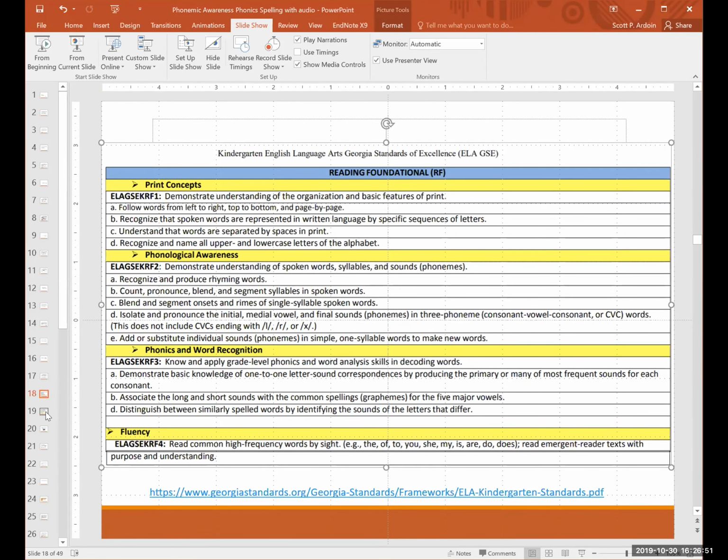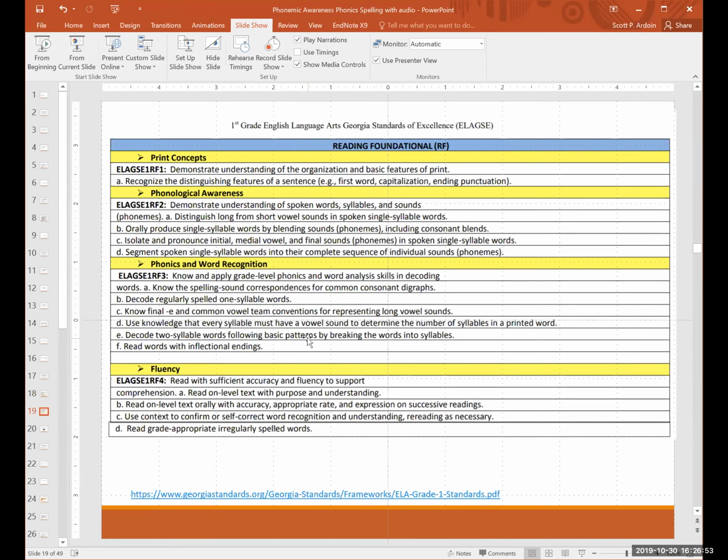Okay. Looking into first grade: decode regularly spelled one-syllable words, know the final E and common vowel team conventions for representing long vowel sounds. Use knowledge that every syllable must have a vowel sound to determine the number of syllables in a printed word. Decode two-syllable words following the basic patterns by breaking the words into syllables, and read words with inflectional endings. All right, so those are definitely higher level.